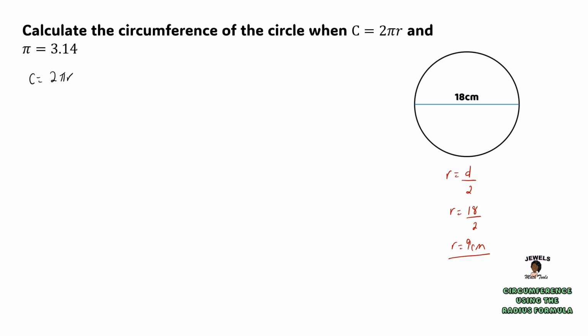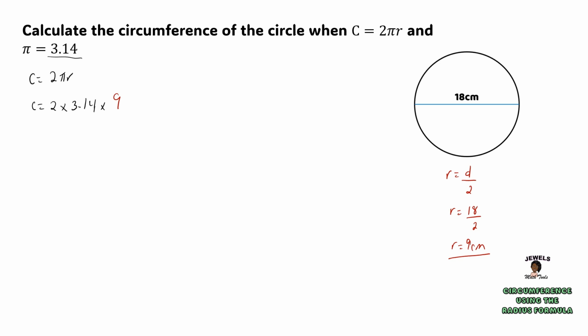So now that I know the measurement for my radius, I can now apply my substitution and replace my values into my equation. So I'm going to return my 2 pi r. We know that pi is equal to 3.14, and after calculating our radius, we know that our radius is equal to 9 centimeters. Okay, so let's begin our multiplication.